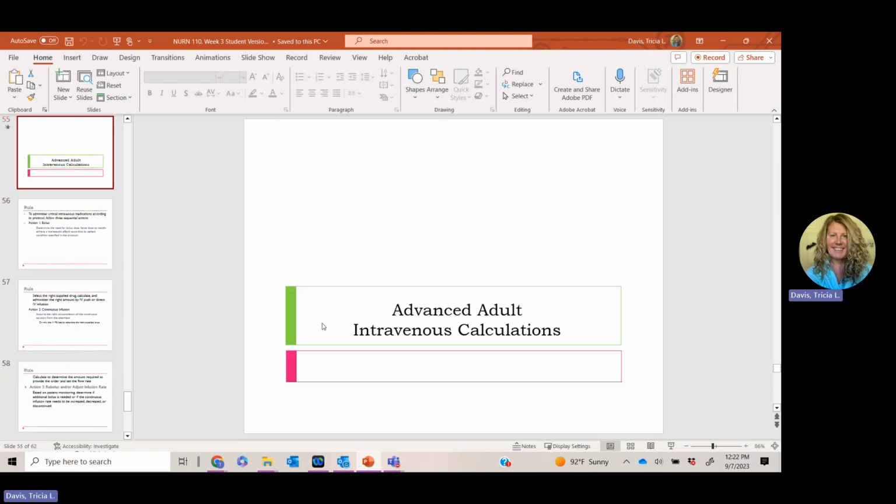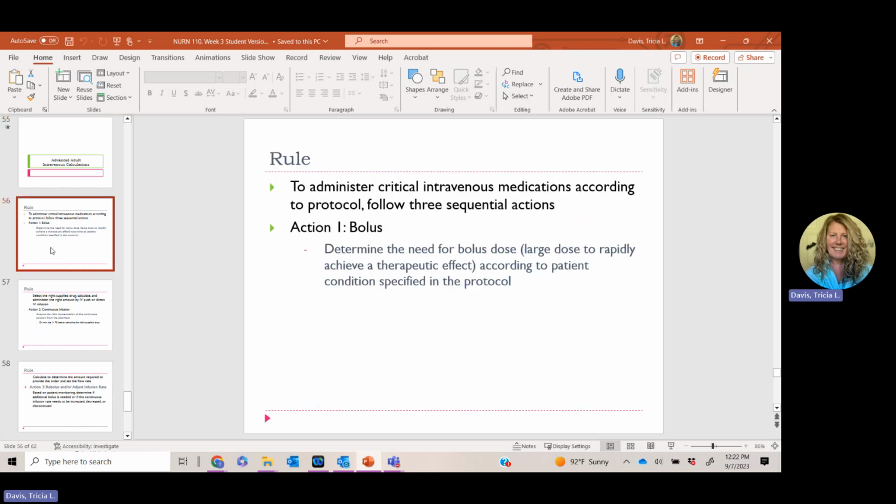So now we're going to talk about advanced adult intravenous calculations. To administer critical intravenous medications according to the protocol, we follow 3 sequential actions. Sometimes we have to give a bolus. So we have to determine the need for the bolus dose. A large dose to rapidly achieve a therapeutic effect. That is basically what a bolus is.